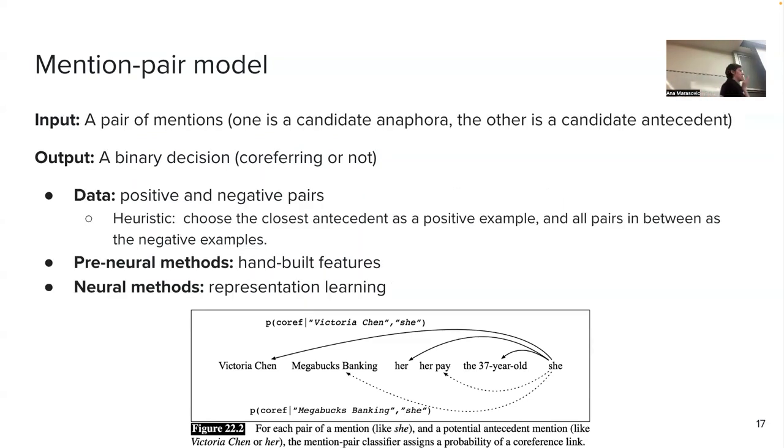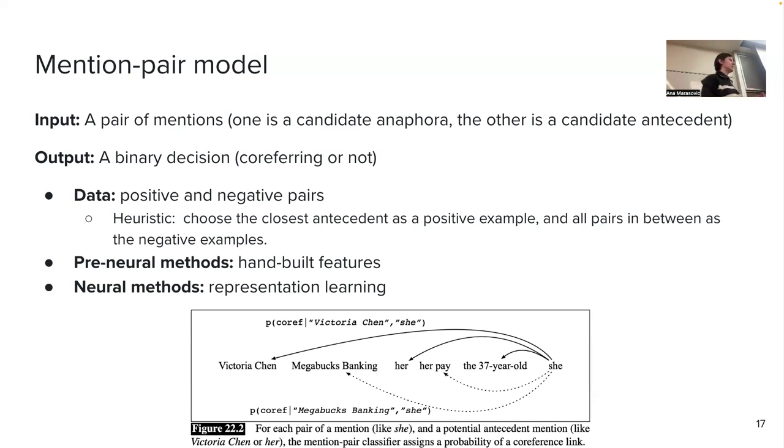All right, let's talk about inference. We have trained a model that can decide whether two mentions, such as here, Victoria Chen and she, are co-referring or not. Let's say we are building a super simple GloVe-based neural network. We have mention one and mention two. One mention is Victoria Chen and the other one is she. We want to decide whether they co-refer or not. Because Victoria Chen is a multi-word expression, we are going to average the word embedding of Victoria with the word embedding of Chen.